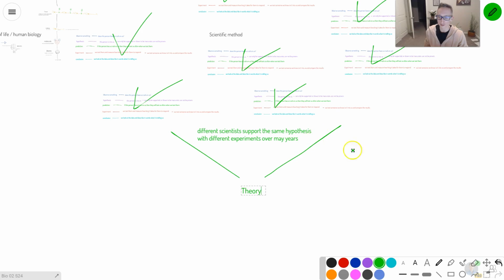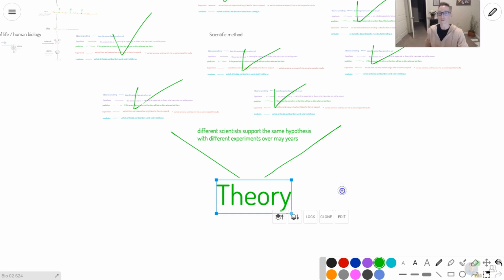A theory in science is not, oh, I got a good idea, this is maybe how it works. A theory is about as close as you can get to proving something with science. But you don't ever prove anything in science. You only support or reject your hypothesis. There it is. Just like you get rejected in dating, you support or you reject a hypothesis. But if you support a hypothesis enough, you distill it down into a theory.